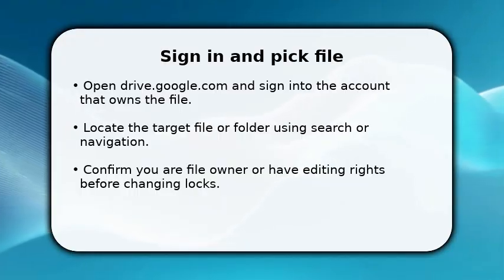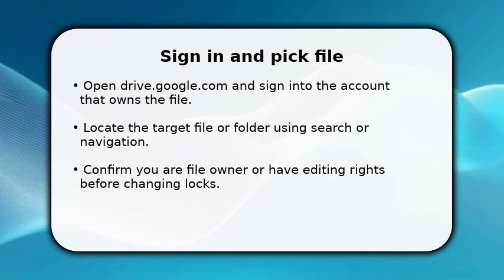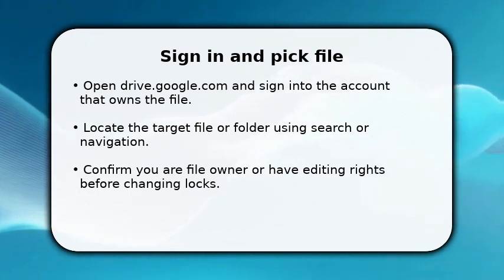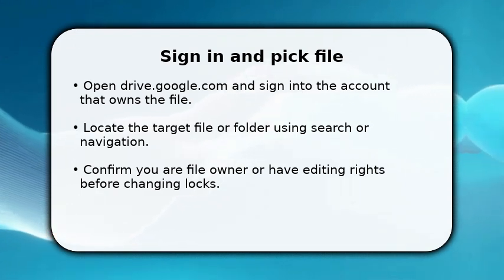You start by signing into Drive with the account that owns the content. Once signed in, search or navigate to the exact file or folder you want to protect. Make sure you actually own the file or have edit rights. Without ownership, some lock options won't appear.